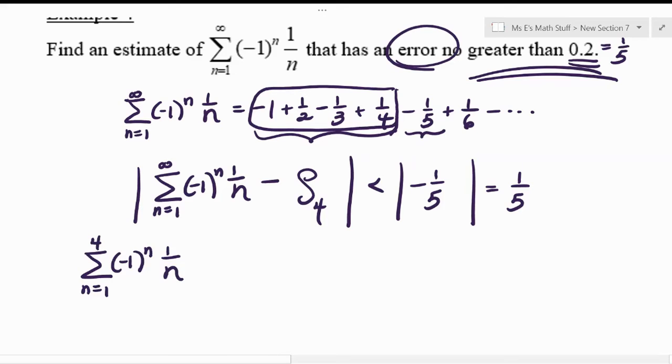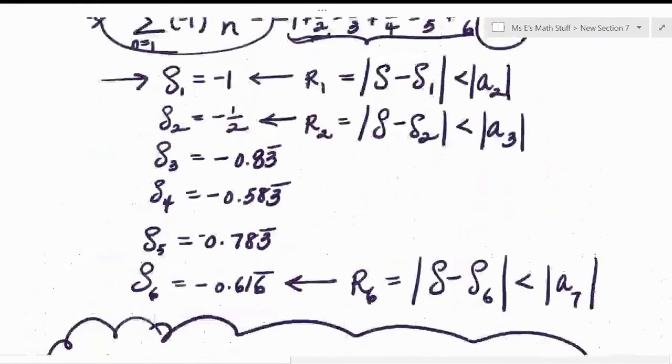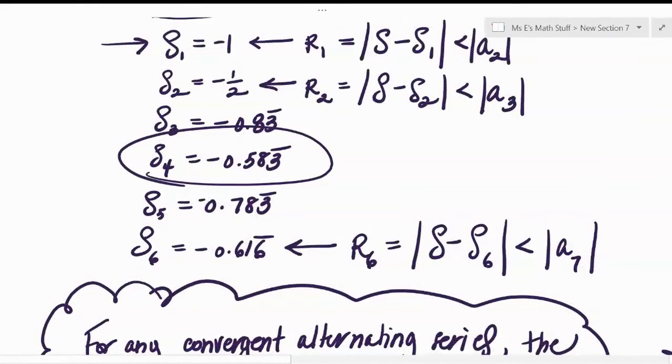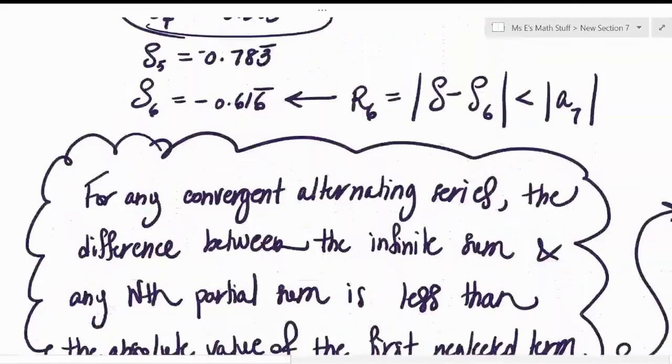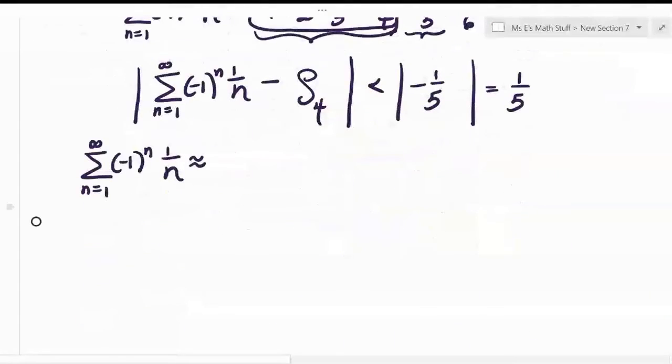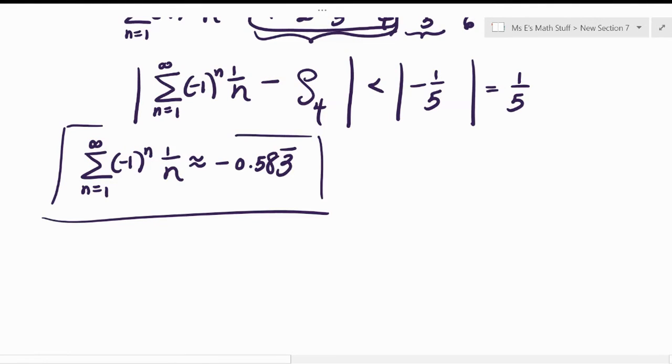But I'm going to write it like this. I'm going to say the sum as n goes from 1 to infinity is approximately whatever we had for that fourth partial sum. What did we have? Negative 0.583 repeating. Okay. And now a follow-up here.